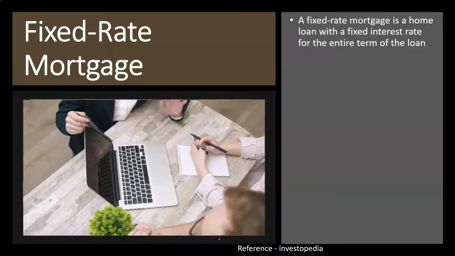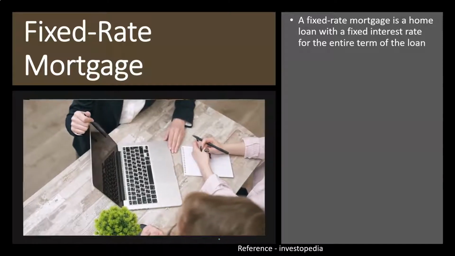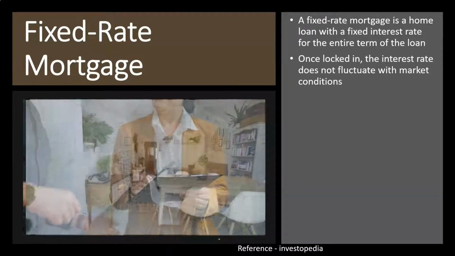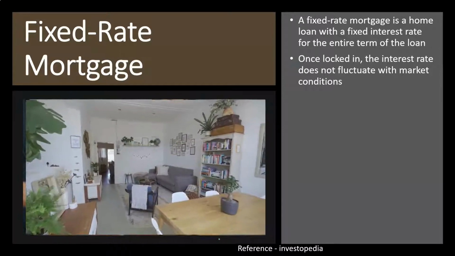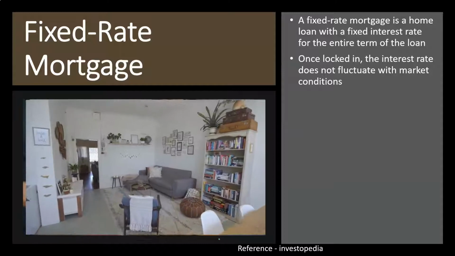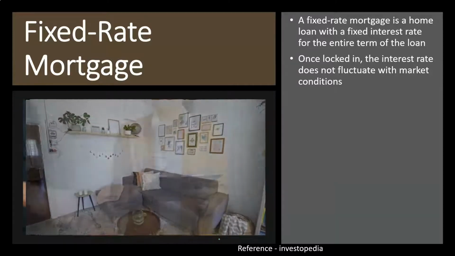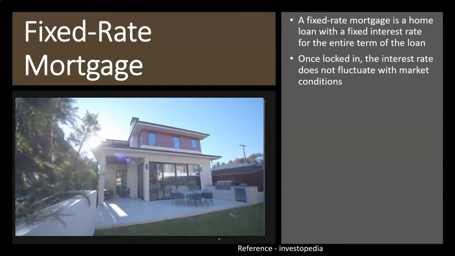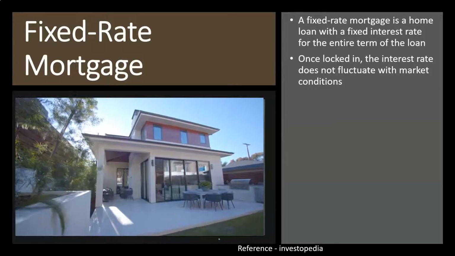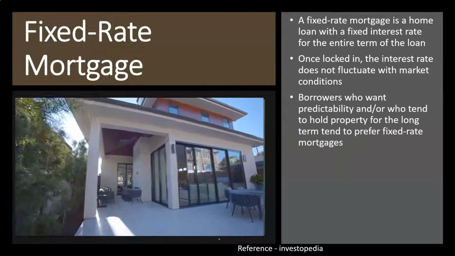So a fixed rate mortgage is a home loan with a fixed interest rate for the entire term of the loan. So the rate's not going to be changing. You've got the fixed rate. In other words, sometimes called, you locked it in. You locked in the rate. Even if interest goes up in the future, you've got that lock-in. So once locked in, the interest rate does not fluctuate with market conditions. In other words, if the market rates go up and you locked in, that's when it could be a favorable condition.